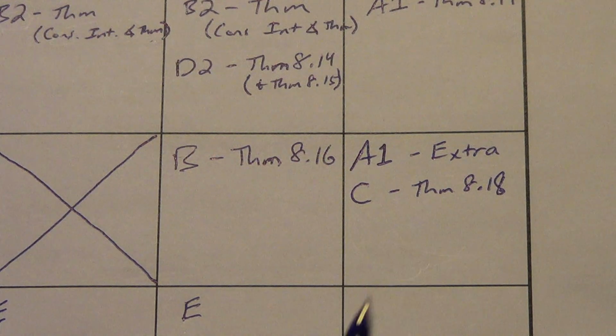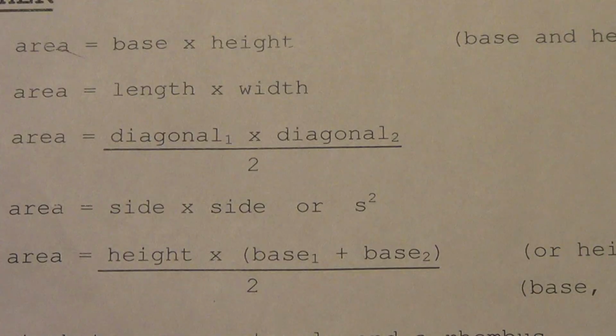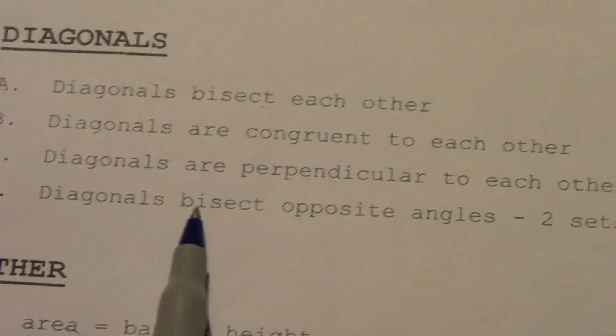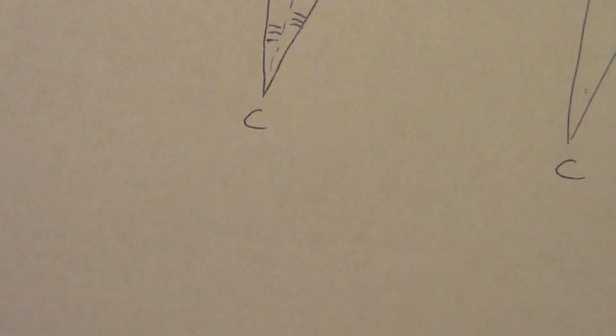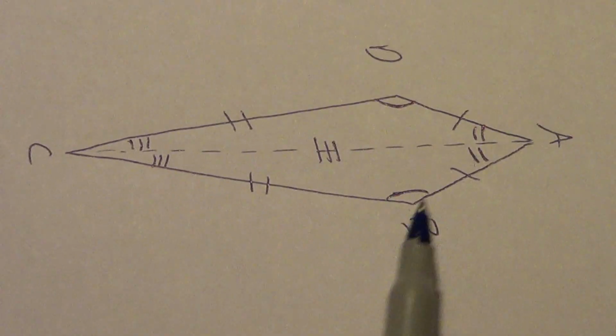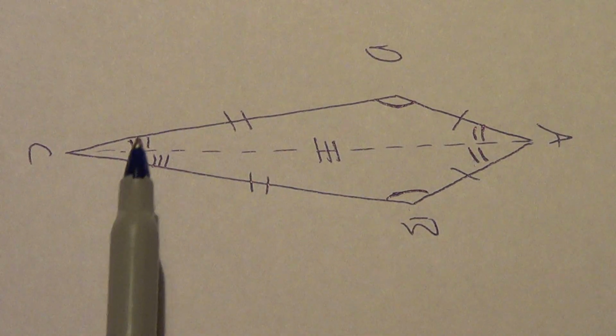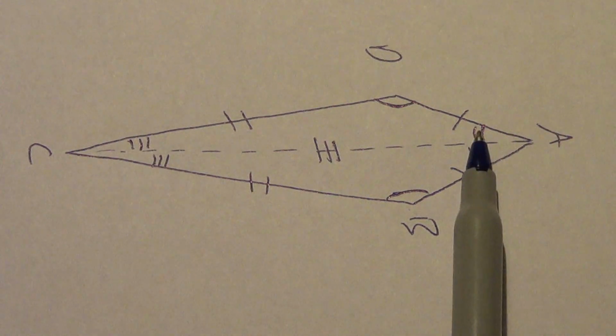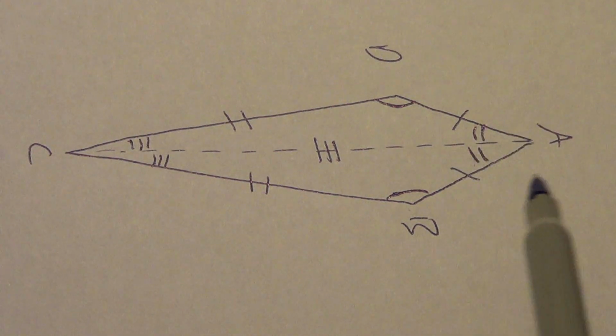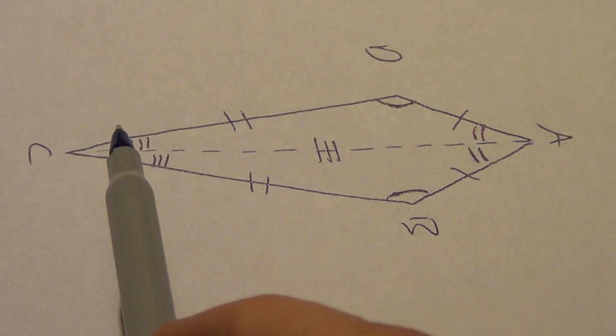And that's going to be important as we move down into our other box, if you remember what's going on down there. But let's take a look at the last thing for diagonals. Diagonals bisect opposite angles, 2 sets or 1 set. Well, we already showed you that. This diagonal, as it runs through here, remember, CPCTC, those angles are congruent. And these angles are congruent. So this and this is 1 set.